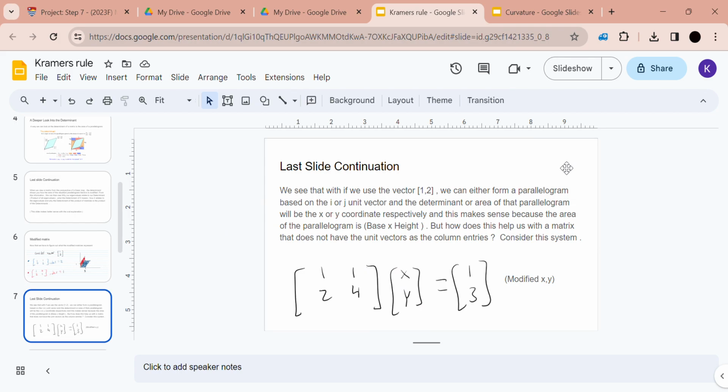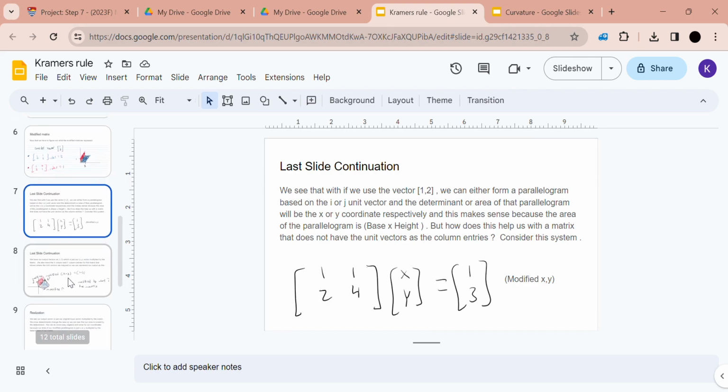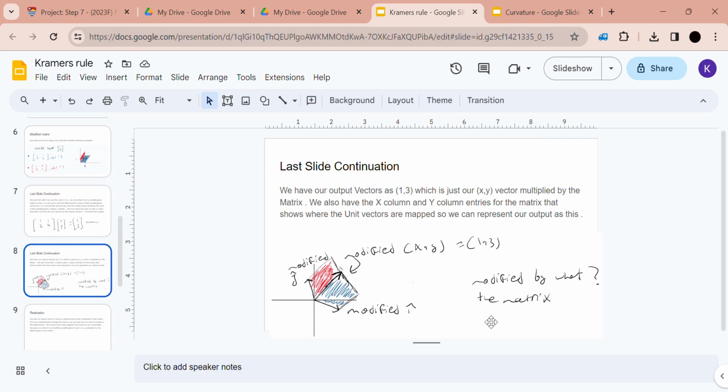So let's look at this system and see how it actually gets solved through Cramer's rule. We can draw our output vector (1, 3) as a parallelogram. But remember, we want to maintain continuity between our old parallelogram represented by x, y, and our modified parallelogram represented by the vector (1, 3).